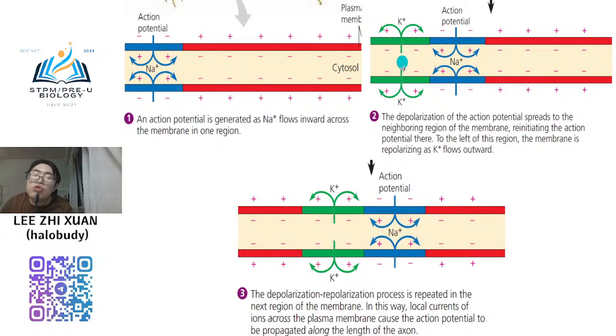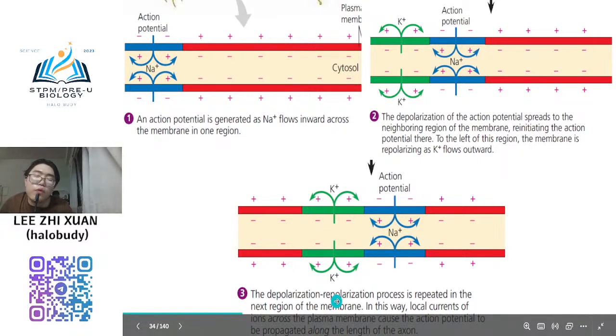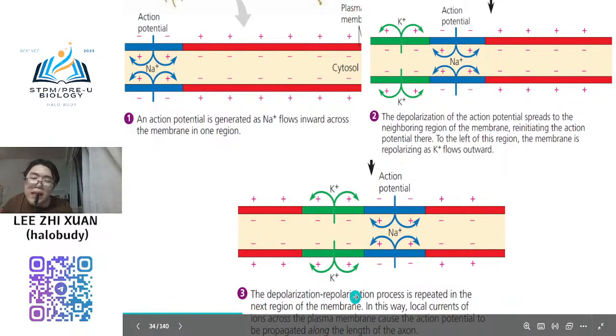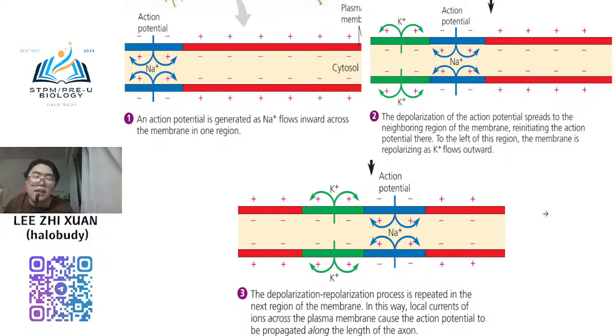When the A region goes to the repolarization state, then the B region will have the action potential. The A region is depolarizing, and then when the B region depolarizes, it will also create the localized electron flow to initiate the C region to trigger an action potential. And then once the B region goes to repolarization, it will trigger the action potential of the C region. So this depolarization and repolarization process is repeated again and again until it reaches the synaptic cleft.